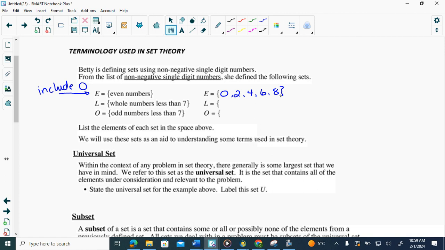Whole numbers, where do I start at? 0. Whole numbers less than 7, where do I stop at? 6. So I'm going to have 0, 1, 2, 3, 4, 5, 6. And then I have odd numbers less than 7. So what's the first odd number that's a single digit number? 1. 1. Then? 3. 3. Then? 5. Then I stop because it says it's less than 7.